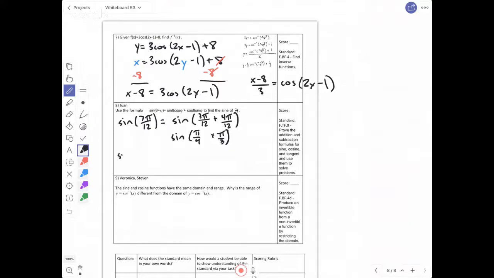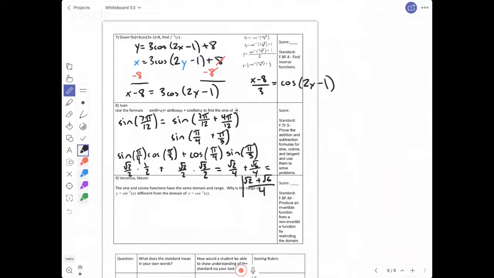So that's going to equal the sine of pi over 4 times the cosine of pi over 3 plus the cosine of pi over 4 times the sine of pi over 3, which is root 2 over 2 times cosine of pi over 3, which is 1/2, plus root 2 over 2 times the sine of pi over 3, which is root 3 over 2, equals root 2 over 4 plus root 6 over 4, equals root 2 plus root 6 all over 4. Okay.